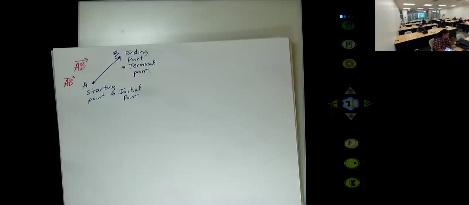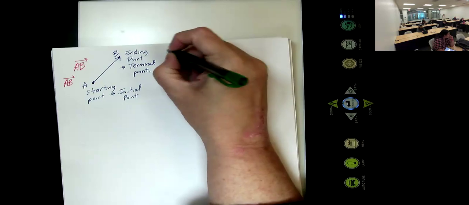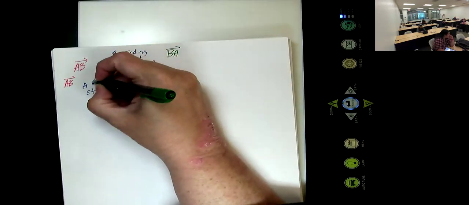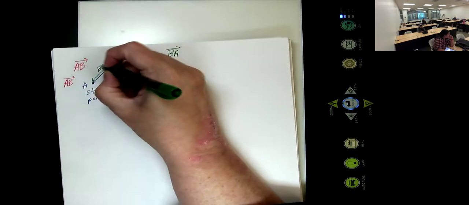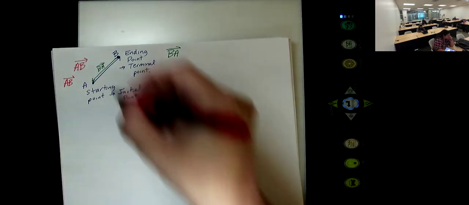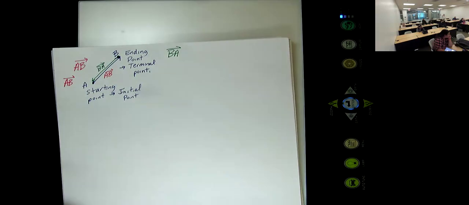If I said BA, it's a vector that starts at B and goes to A. And they should be right on top of each other, but they don't actually need to be. Well, they should be for BA to be that. I'm saying they start and end at the same point.